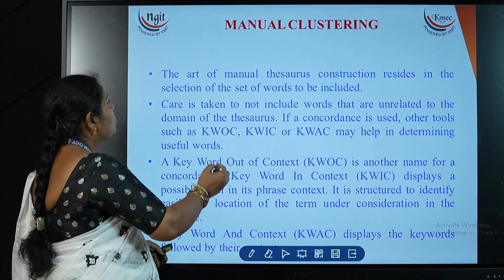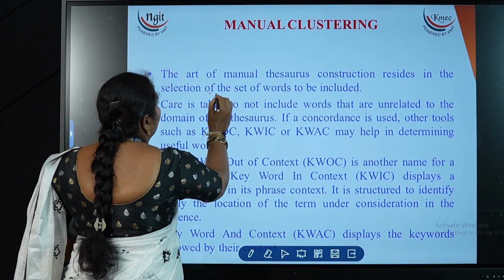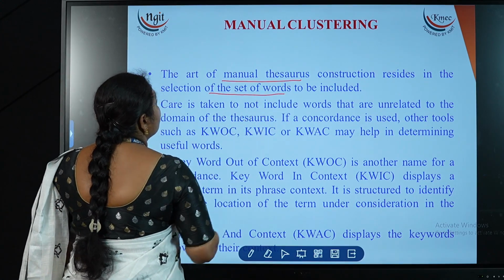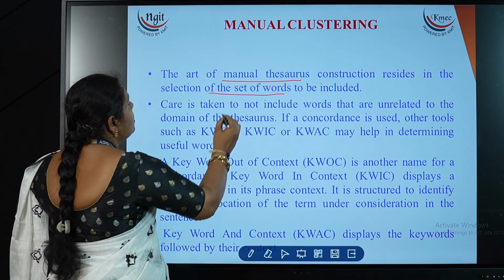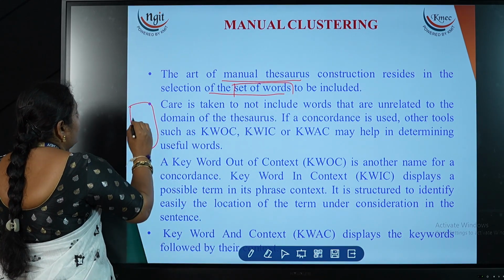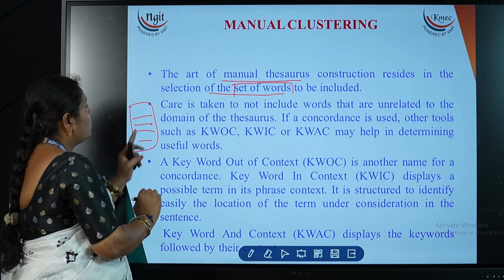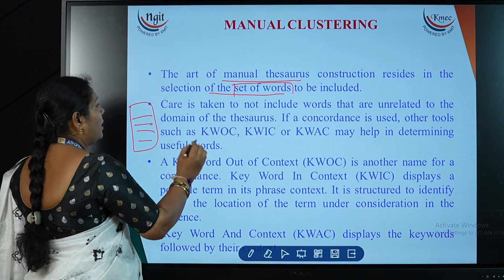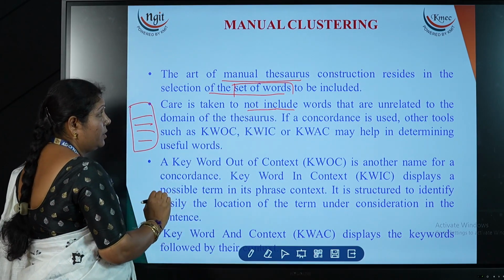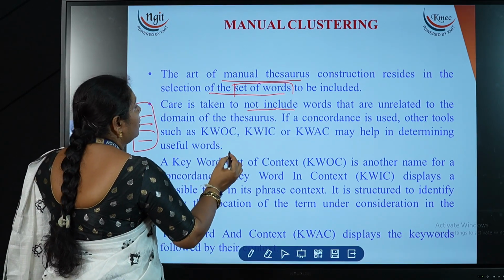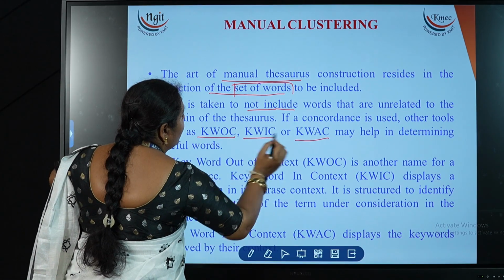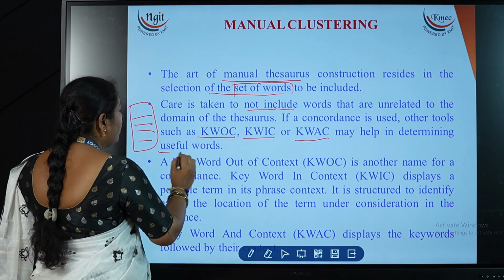Here we have to check how many set of words you are going to use. Like this, manual thesaurus construction depends on the set of words. If I am taking one cluster, what are the words I use here? This has to be decided. And remember, we should not include unrelated words. For example, we can also use tools like KWOC, KWAC, KWIC for determining the useful words.